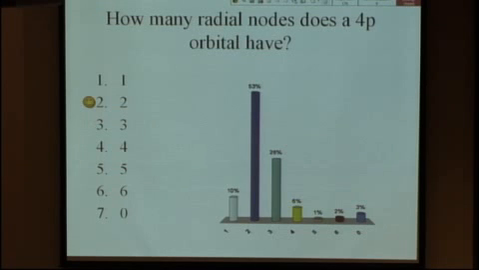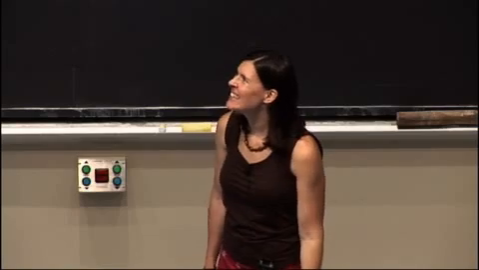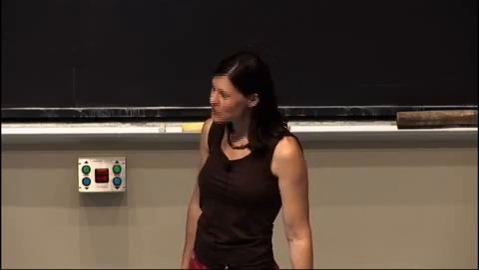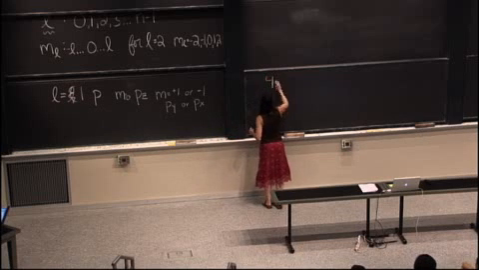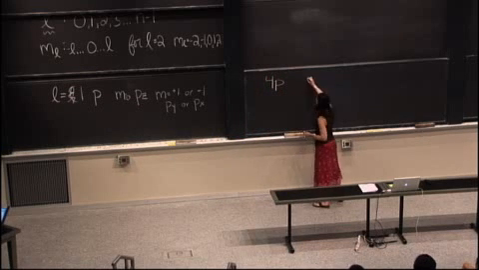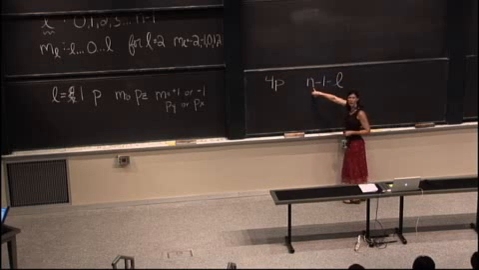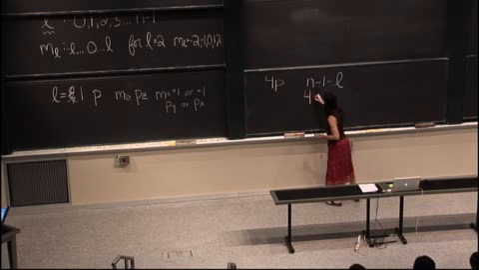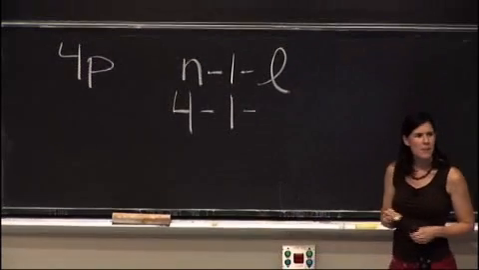Okay, so most people were correct, or, well, the majority at least were correct. And seeing that it's a 4p, has 2 nodes, let's just write this out since not everyone did get it correct. So if we're talking about a 4p orbital, and our equation is n minus 1 minus L, the principal quantum number n is 4, and 1 is 1. What is L for a p orbital?